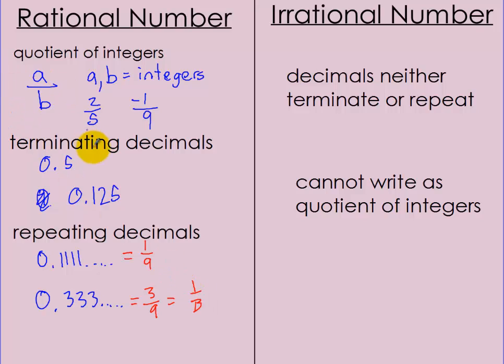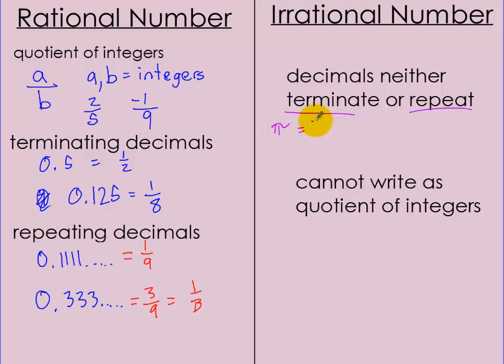Same thing with the terminating decimals. 5/10 can be written as 1/2, and 125 thousandths can be written as 1/8. Irrational numbers. So these are the other type. These are decimals that neither terminate nor repeat. So one common irrational number is pi.